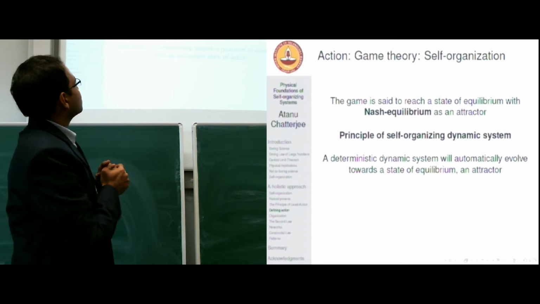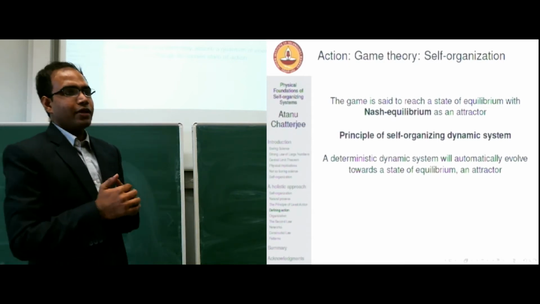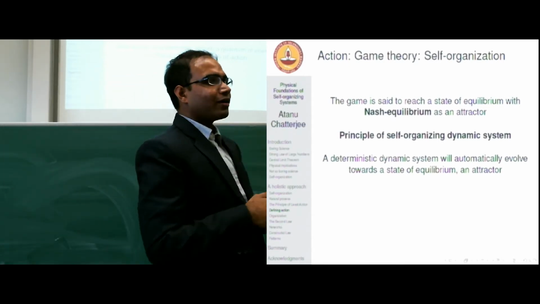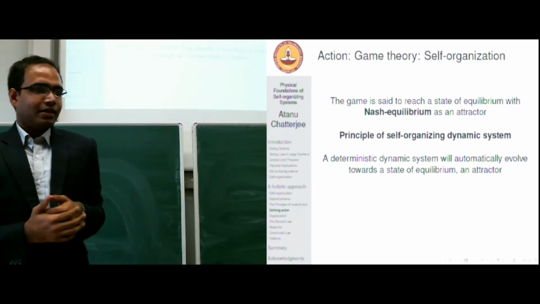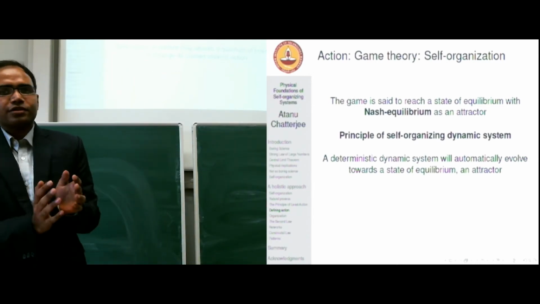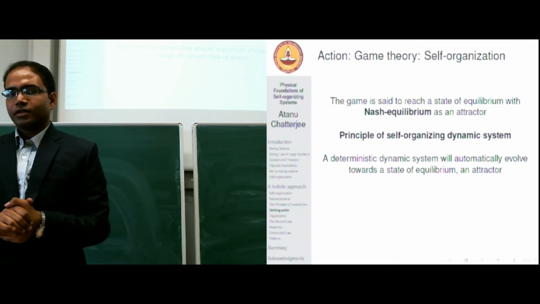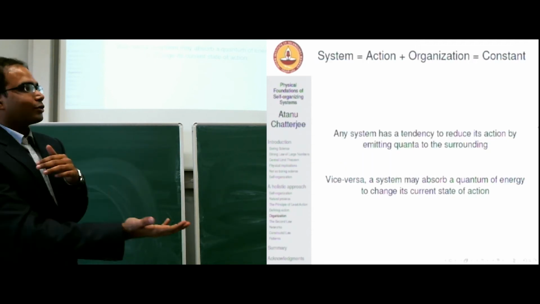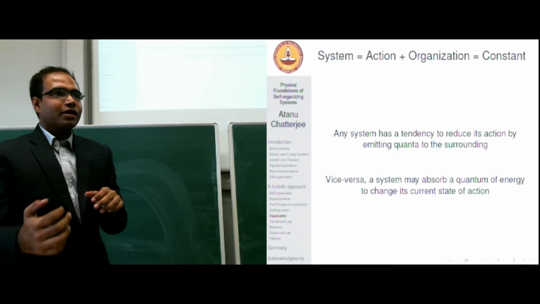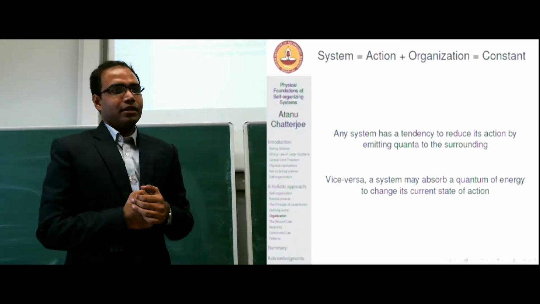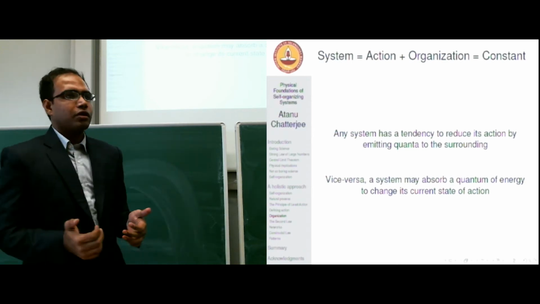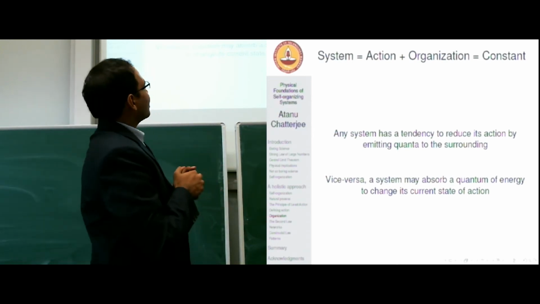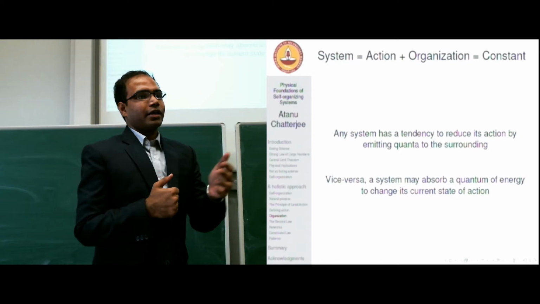Now we come to what is system. We have been talking about system, but what is system? System is something I define as a summation of action and organization. Action is something disorder. Organization is something order. Action is an output, or you may say a byproduct, of interactions. Organization is something quite abstract to define.